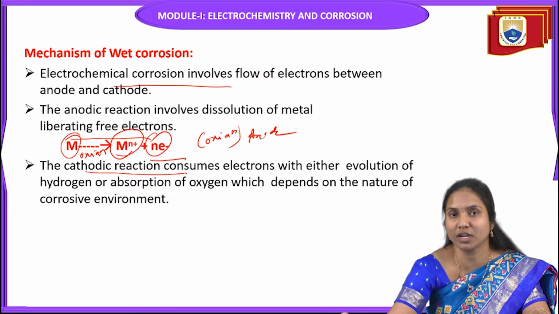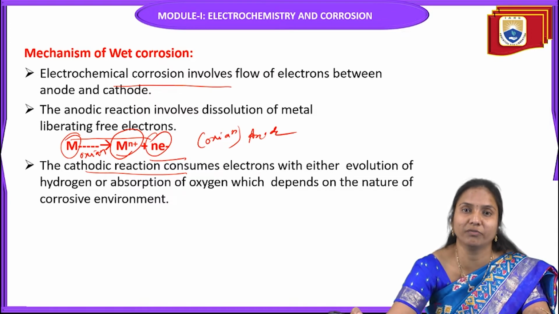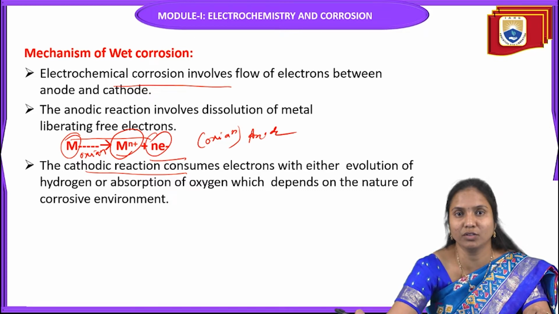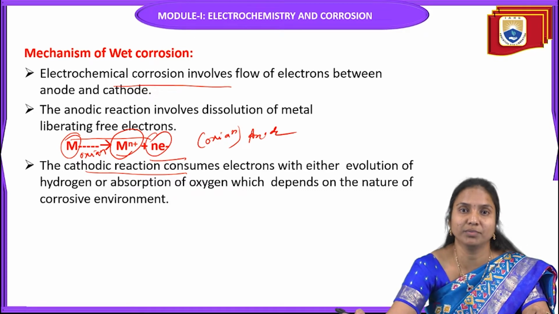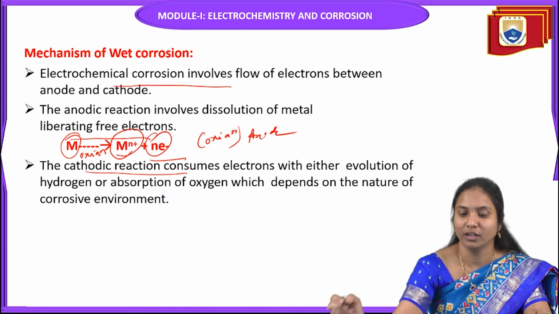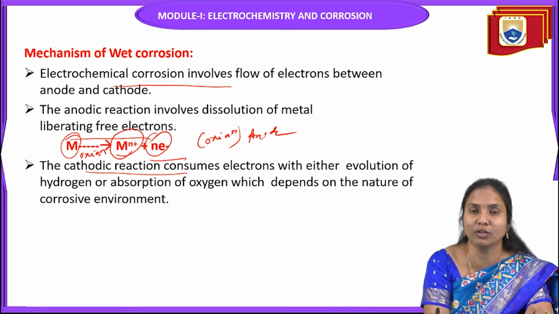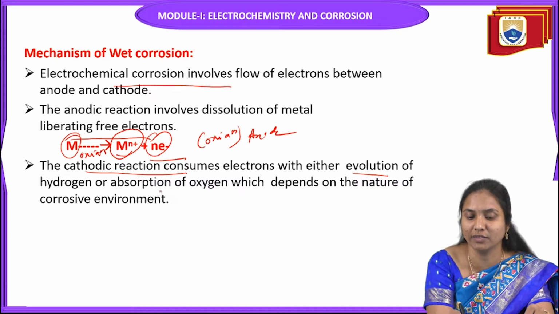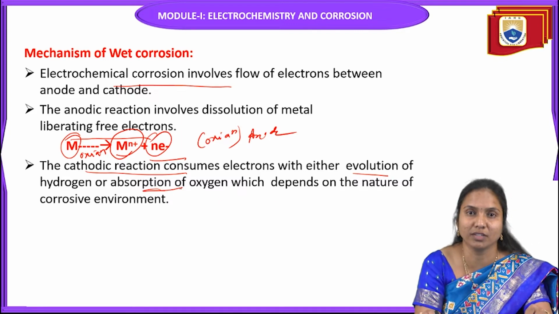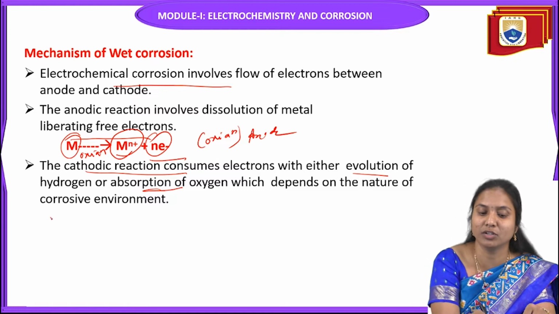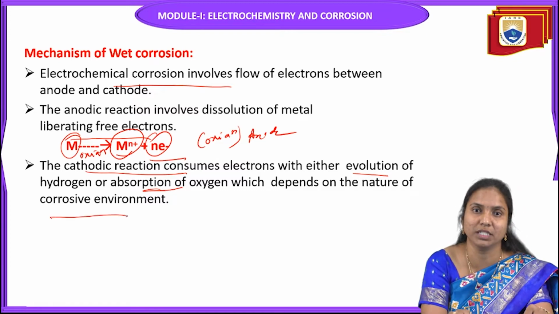These electrons are consumed by the cathode in 2 different ways in wet corrosion. One is evolution of hydrogen and the second is absorption of oxygen. Which one occurs depends on the nature of the corrosive environment.